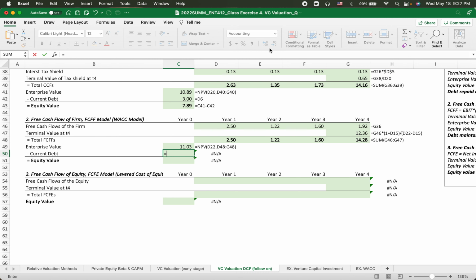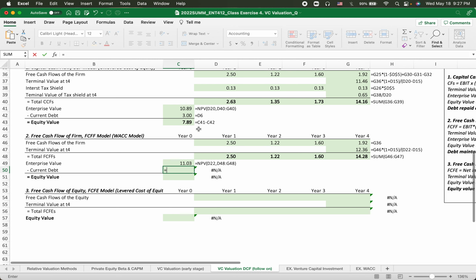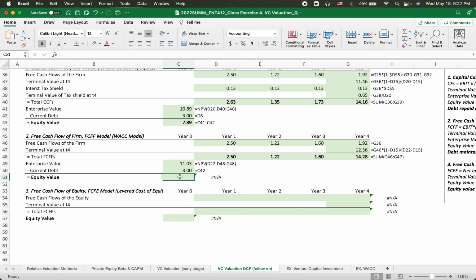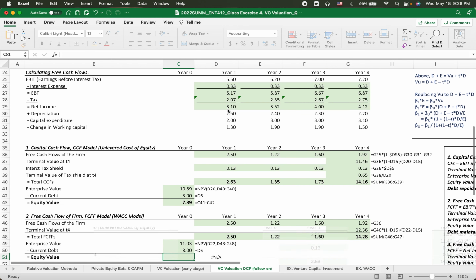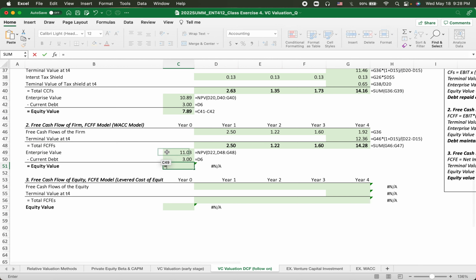And then let's get this current debt amount. Current debt from here. Then finally we got the equity value, which is slightly different, right? Slightly different because we are using a different discount rate.